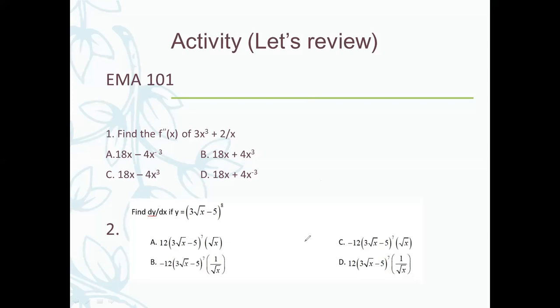That is the answer for number one, the second derivative, for number two, the first derivative. Number one is very easy. Even number two is very easy. These are just but differentiation. Anyone?